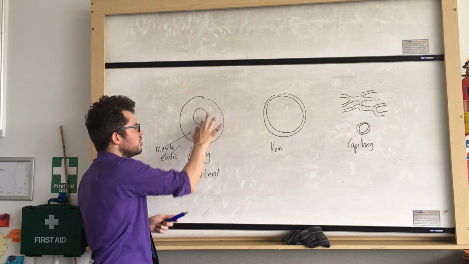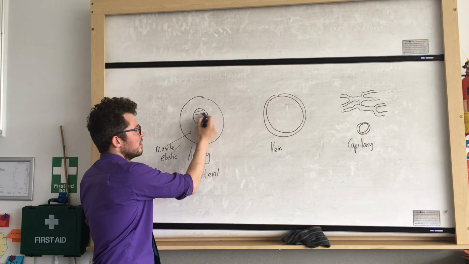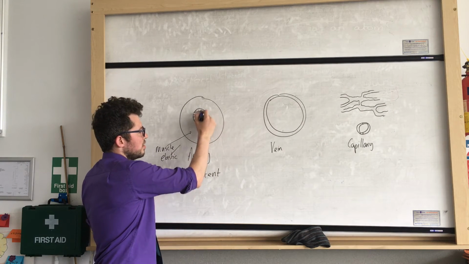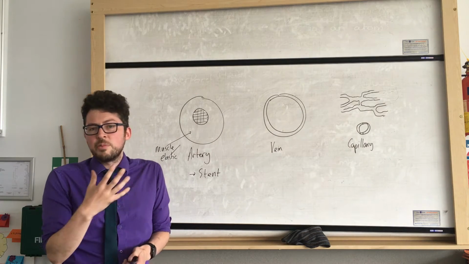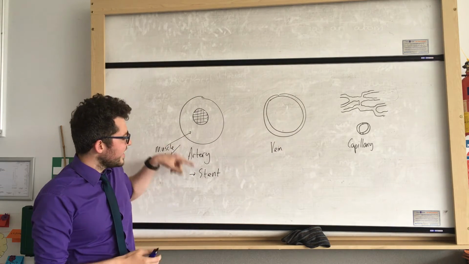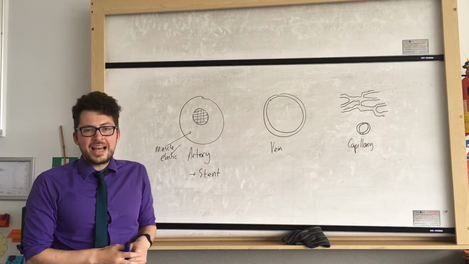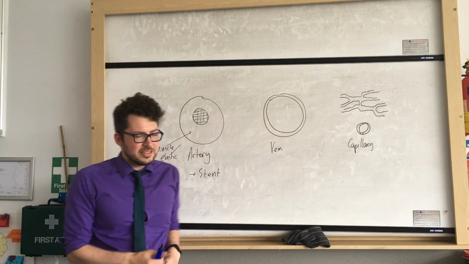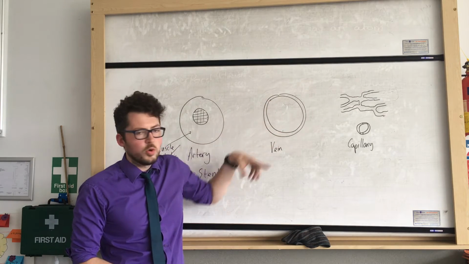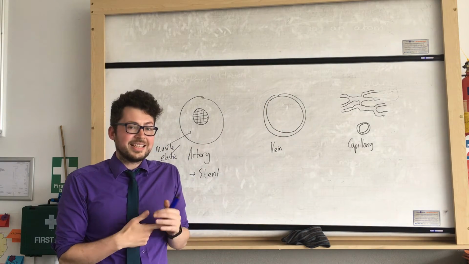So a kind of wire mesh that they put into the artery to help keep it open. So if people have these problems with the buildup of cholesterol in their arteries, we could insert a stent to keep that artery open. So that's arteries. Now veins have much thinner walls, so much less muscular and elastic tissue.